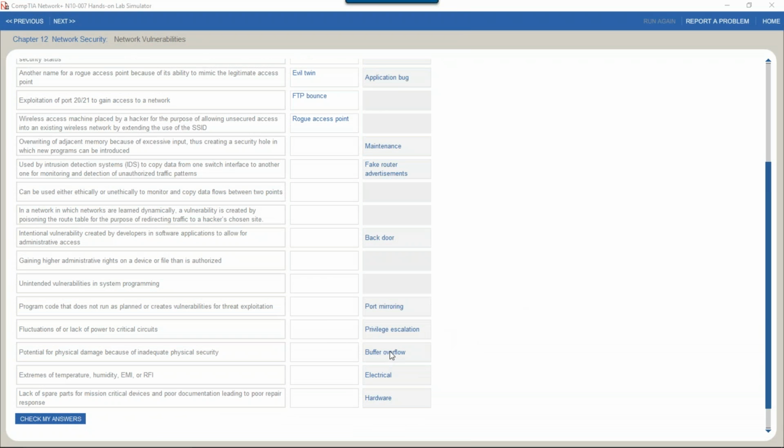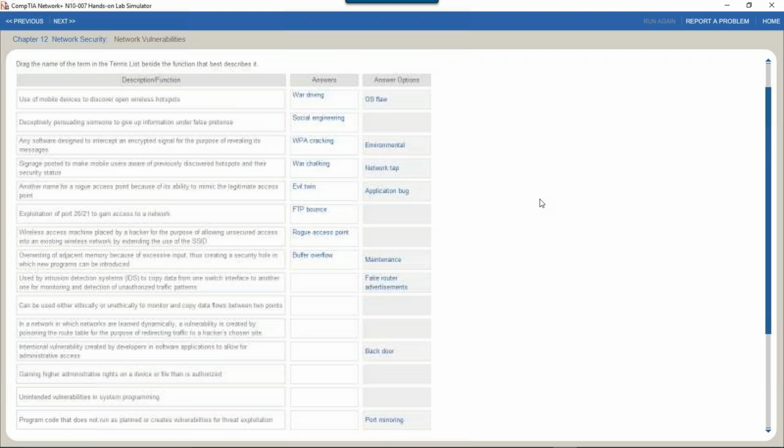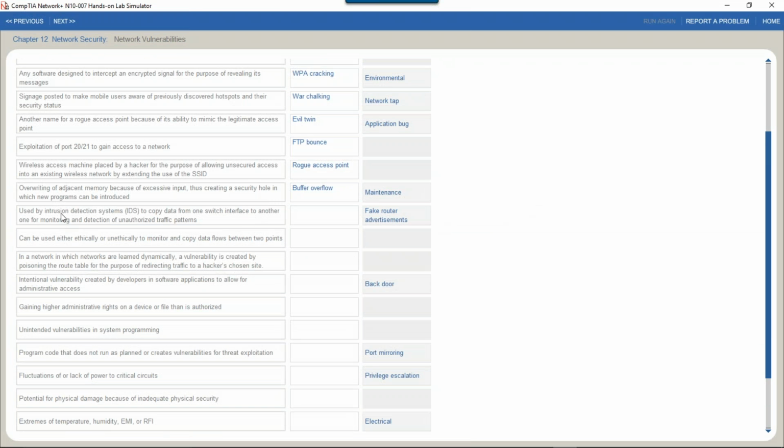So, yeah, I think that's going to be good there. Let's look at this one. Used by intrusion detection systems to copy data from one switch interface to another one for monitoring and detection of unauthorized traffic patterns. So, used by IDS, right, to copy data from one interface to another. Basically, just for monitoring and detection.